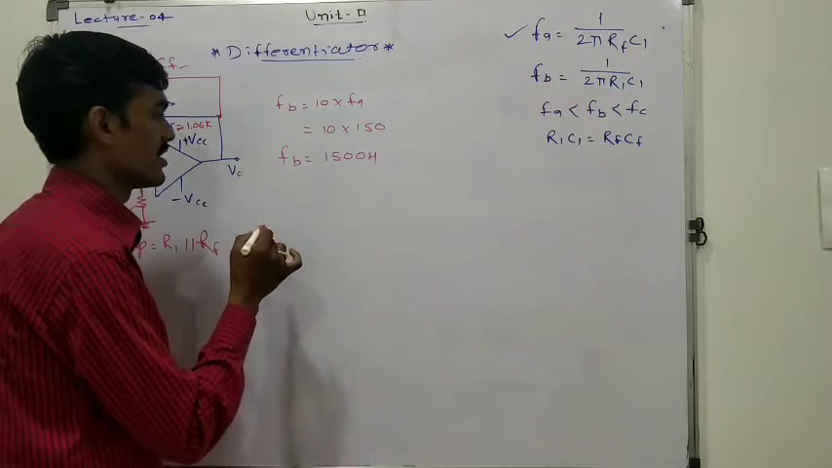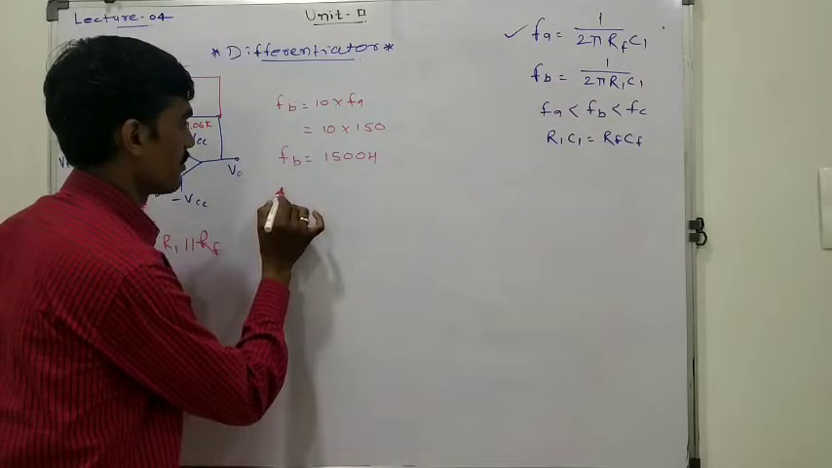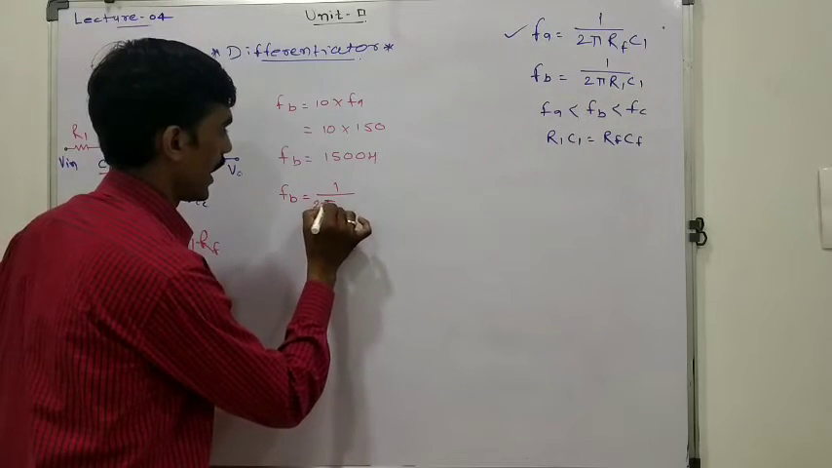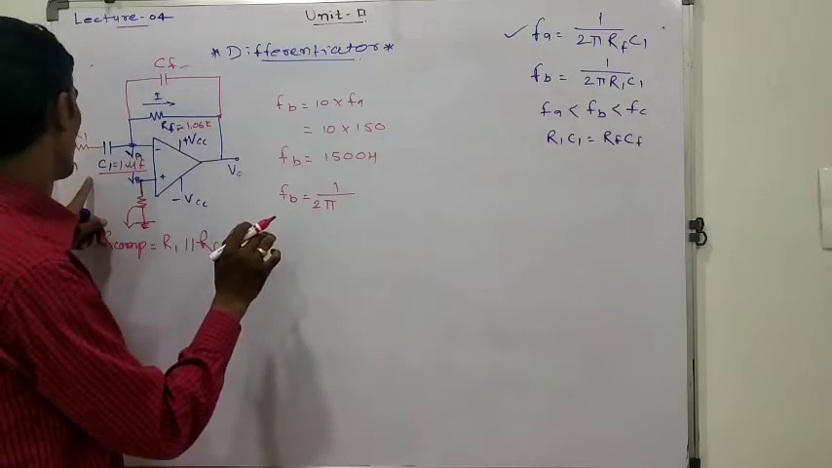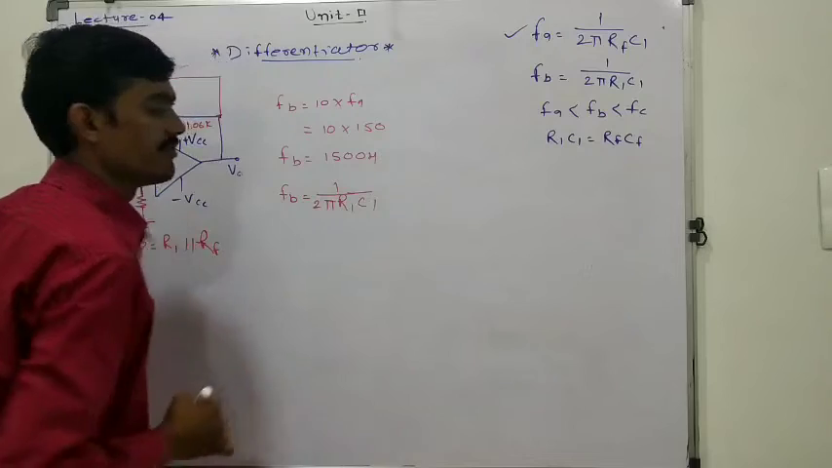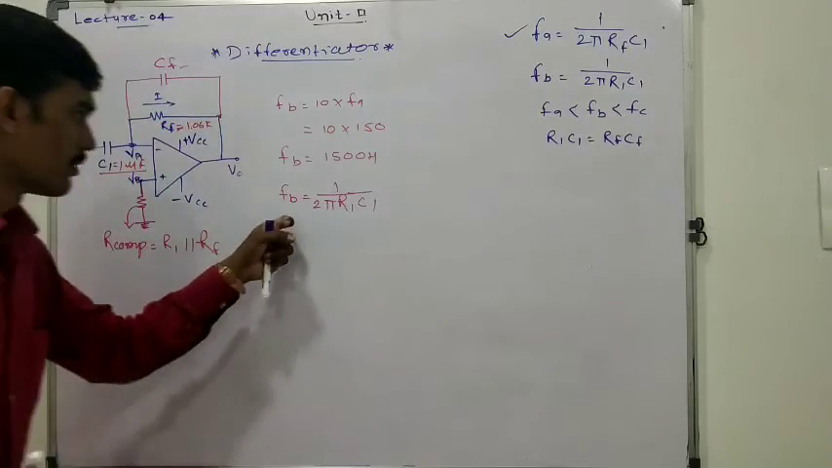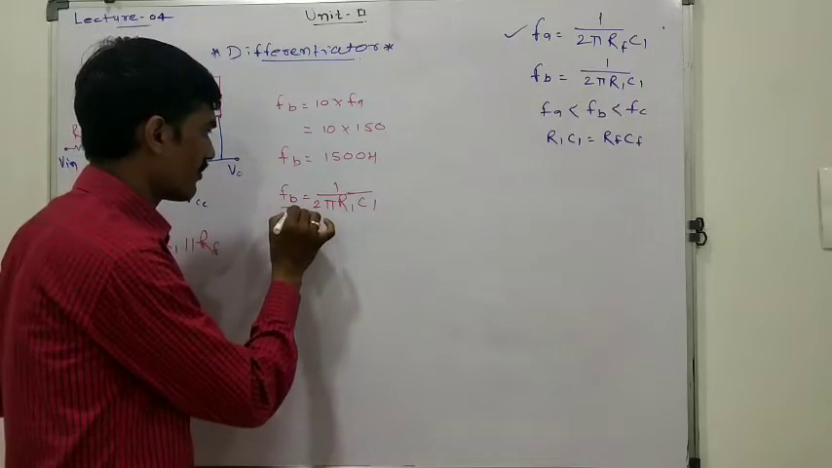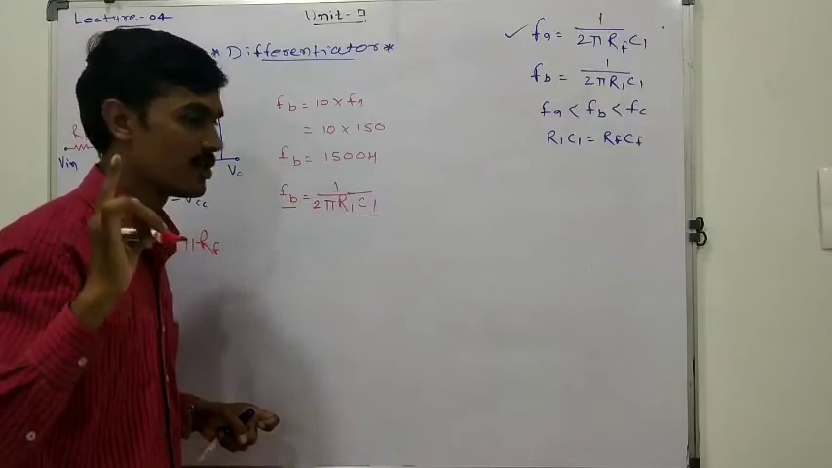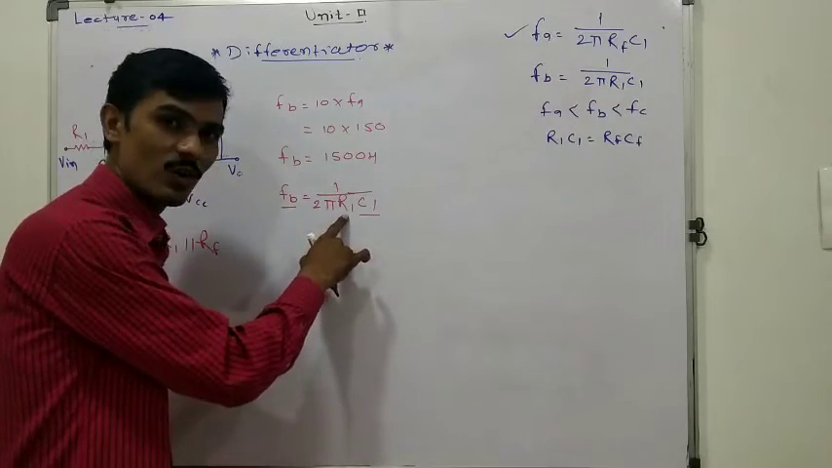So what is the third step? The third step is the formula for FB. FB is nothing but 1 upon 2 pi R1 C1. So for this formula, we know the value of FB. FB is 1500. We know the value of capacitor C1. It is assumed to be 1 microfarad. Only one unknown is R1.